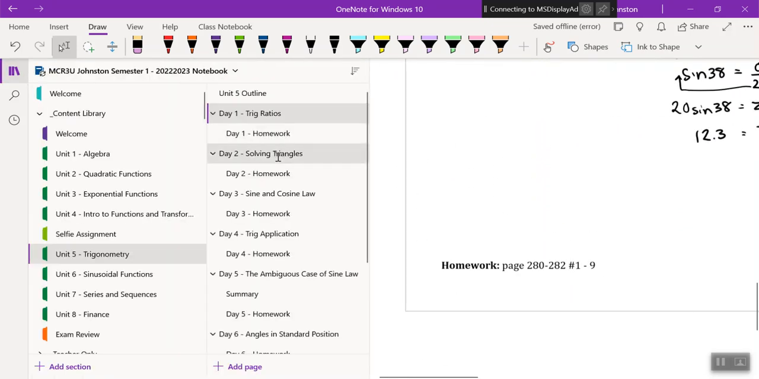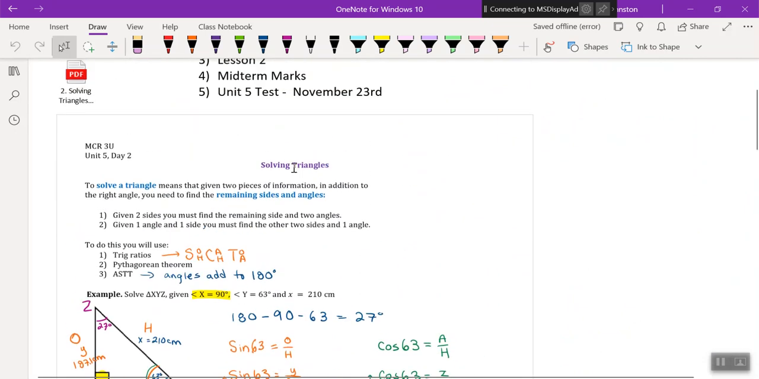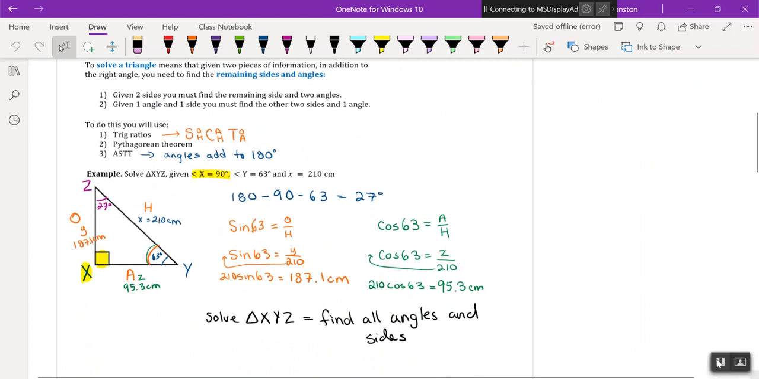All right, going on to day 2. So for day 2, we looked at solving triangles. Solving triangles means you have to find all the angles and all the side lengths. Here we're looking at SOHCAHTOA, primary Pythagorean theorem, and ASTP. All right, so for this question, we're solving for x, y, z. We have a 90-degree angle.